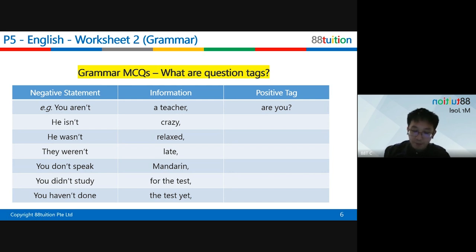All right, for the first one, he isn't crazy, is he? Right. So in this case, same thing. We have the negative over here, so we have to have the positive behind, right? It's always the opposite. It's the positive here.